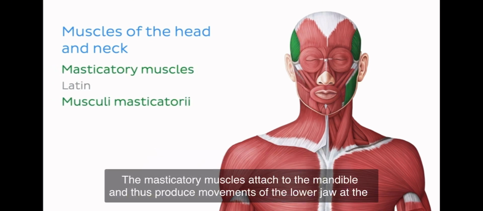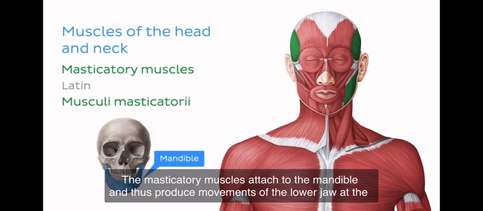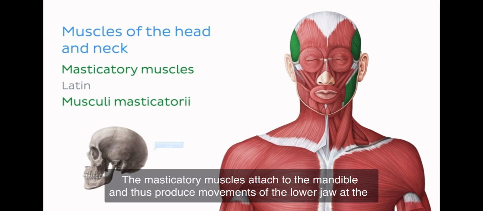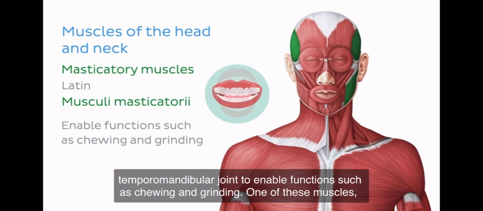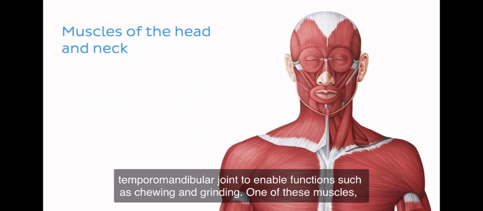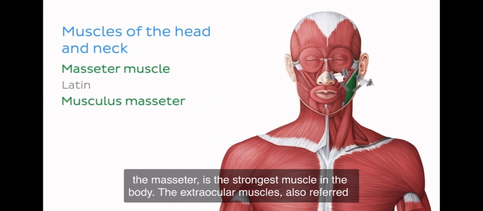The masticatory muscles attach to the mandible, and thus produce movements of the lower jaw at the temporomandibular joint to enable functions such as chewing and grinding. One of these muscles, the masseter, is the strongest muscle in the body.